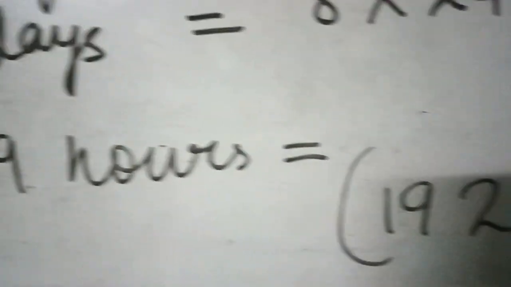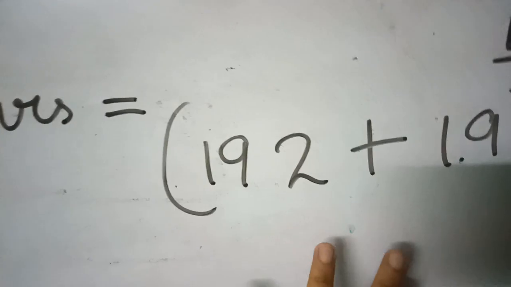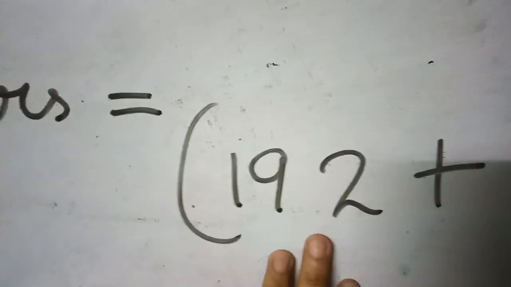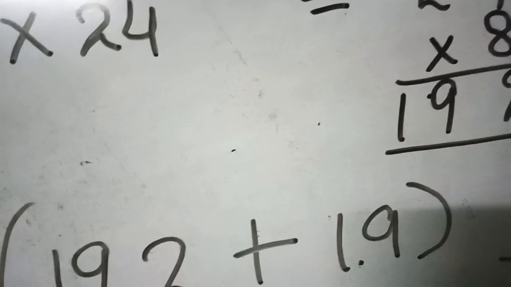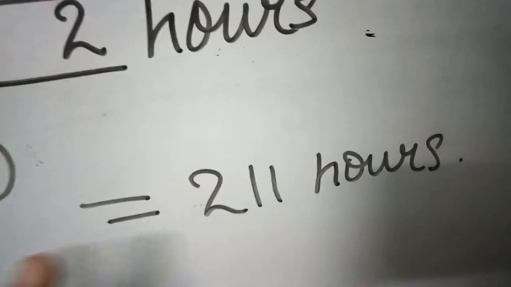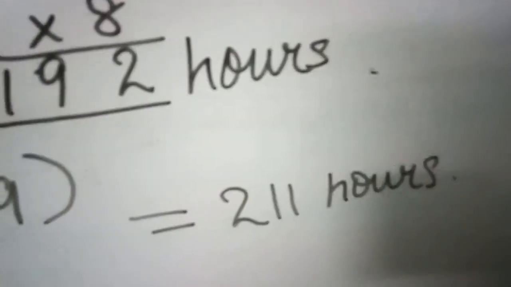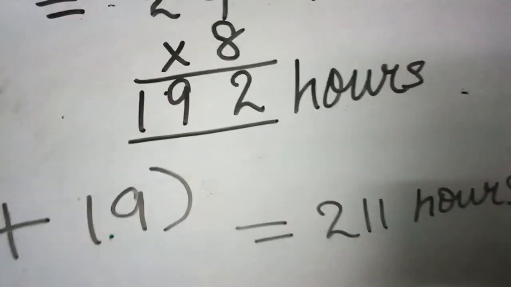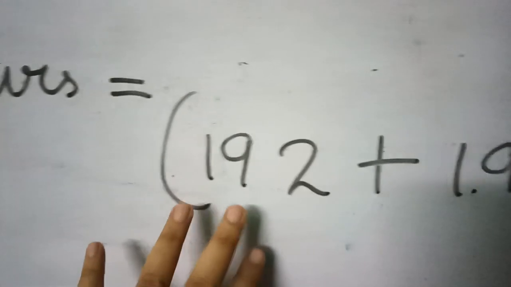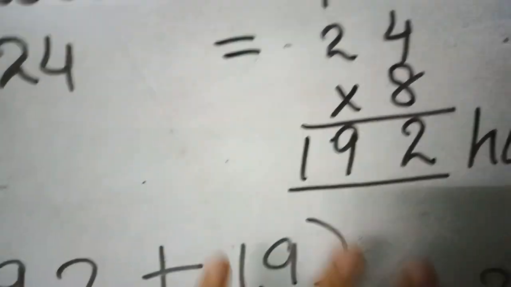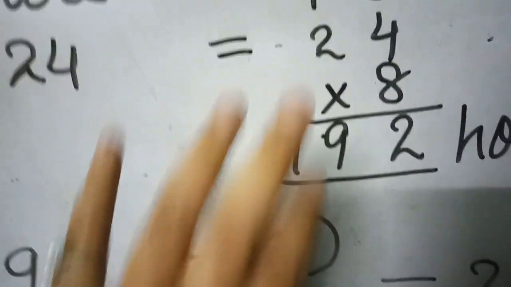Now we have to solve this one also, right? 19 hours. So 8 days 19 hours, right? We have converted the 8 days into 192 hours. We have taken that and plus 19 hours. 192 plus 19 equal to 211 hours, right? The whole equation we solved by adding the 19 hours to 192 hours, which we converted from the days into hours.